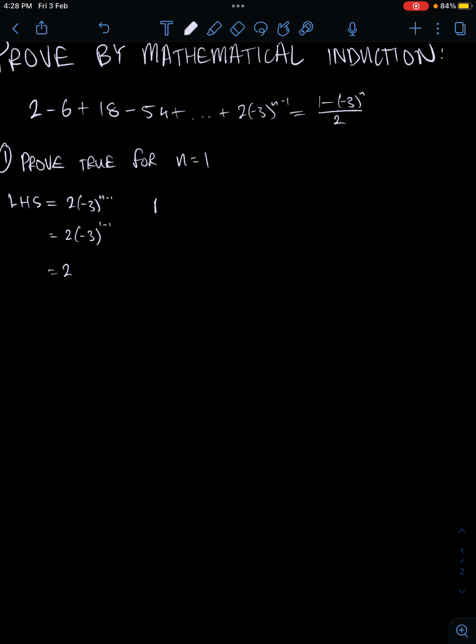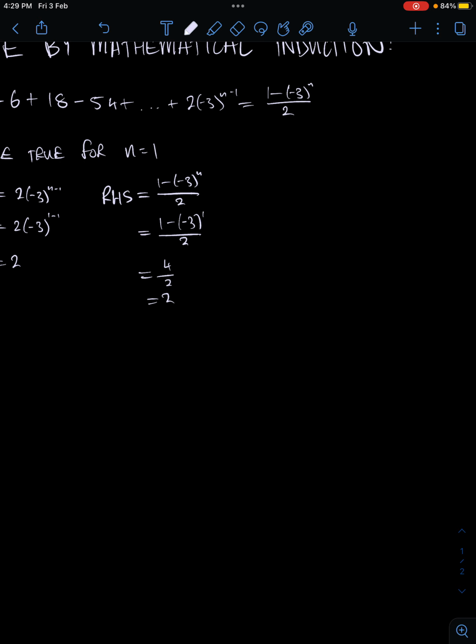Now right hand side equals 1 minus negative 3 to the power of n, over 2, which equals 1 minus negative 3. Sub in our 1 for our n, equals 4 over 2 equals 2.